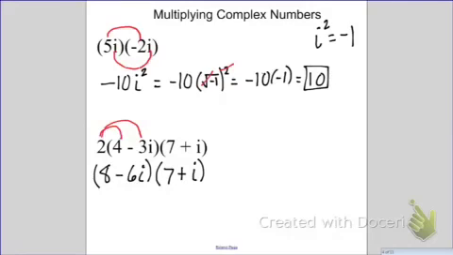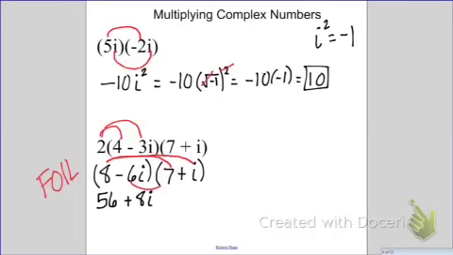Now we're going to make sure we do all the sets of FOIL. So at this point, this is when we do FOIL. So we're going to do 8 times 7 and 8 times i. That's going to give us 56 plus 8i.